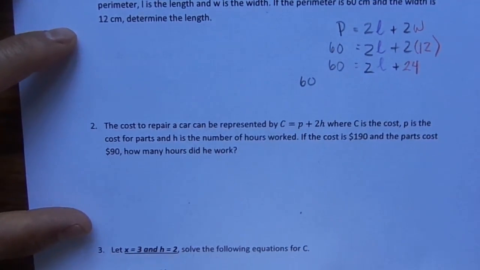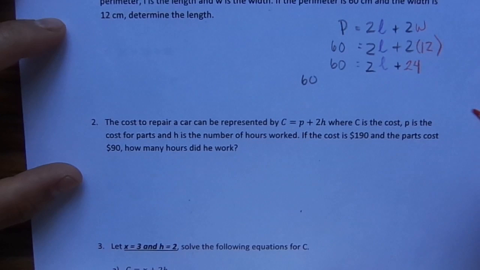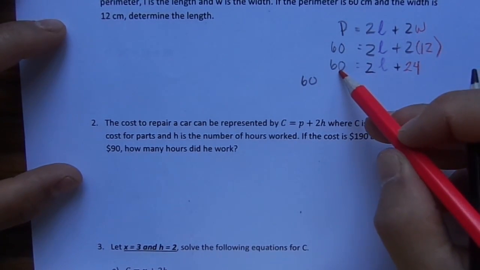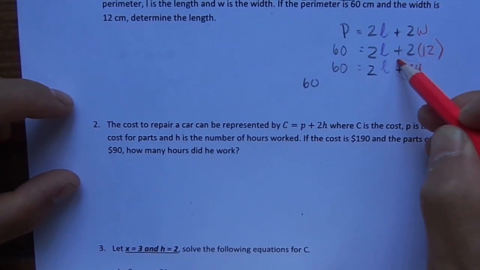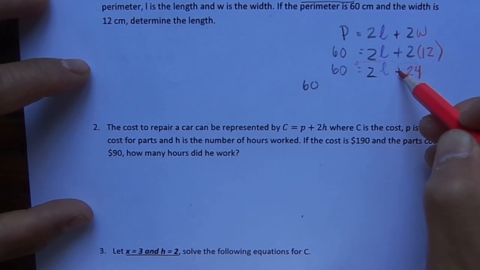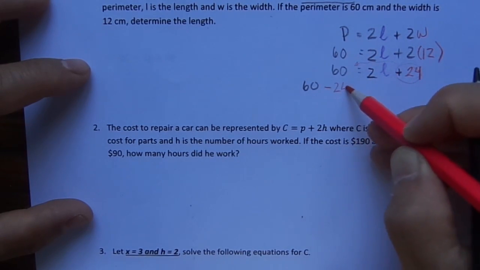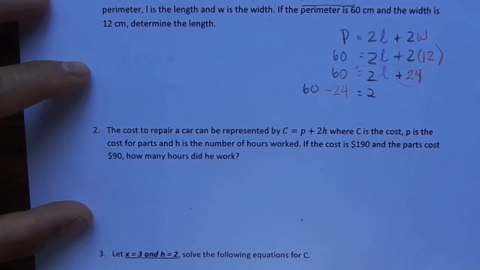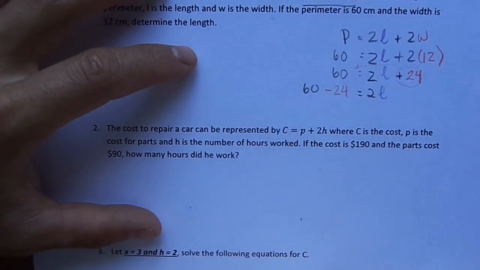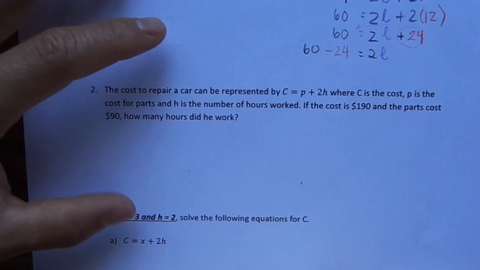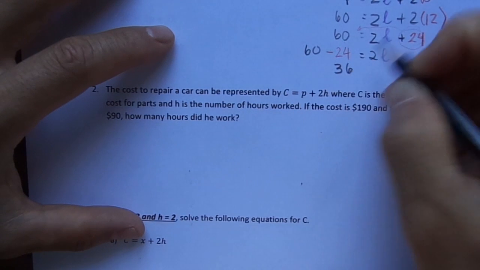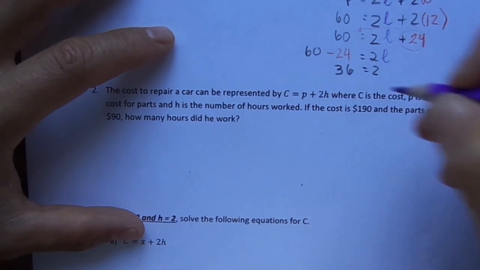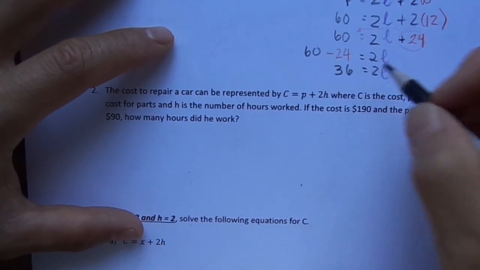What we're going to do is group the numbers together and the letters together. So in this particular case, we've got a number 60 here and a number 24 here. So let's move this 24 over to join the other number. Now, when you move it across the equal sign, remember the sign changes. So because it's a plus, it becomes a minus 24 equals 2L. Now, what's 60 minus 24? That's correct. 36 equals 2L.